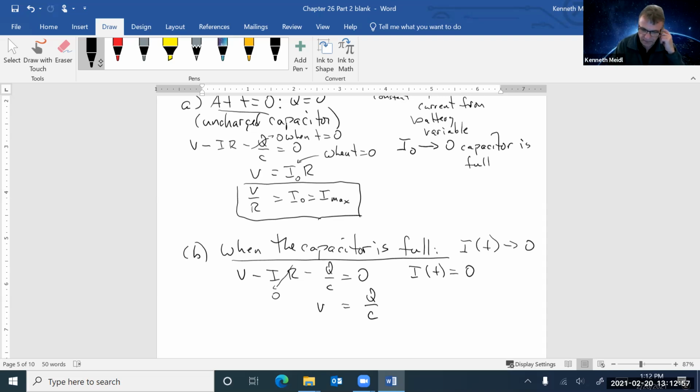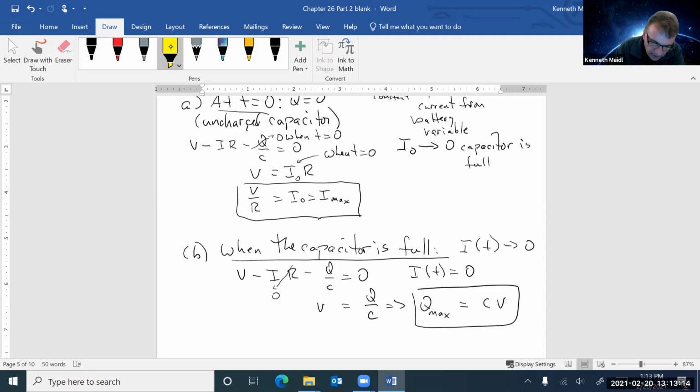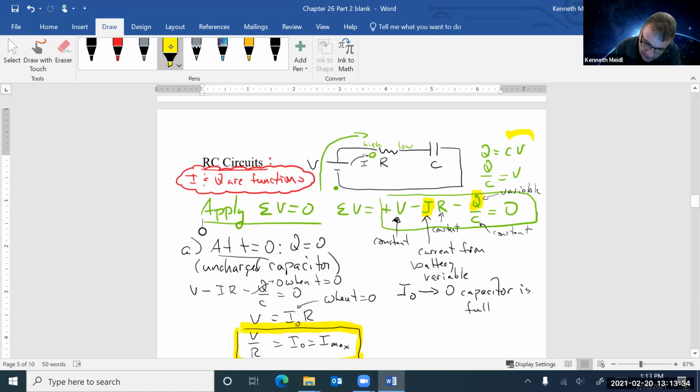Right, so I'm going to multiply across by C. And so what I really have here is Q. When it's filled up, that's Q max, and that's really C times V, which is probably not a surprise, right? That's a form of Ohm's law. This right here is not something new either, right? That's just the general descriptor of any kind of capacitor, right? Q equals C times V.